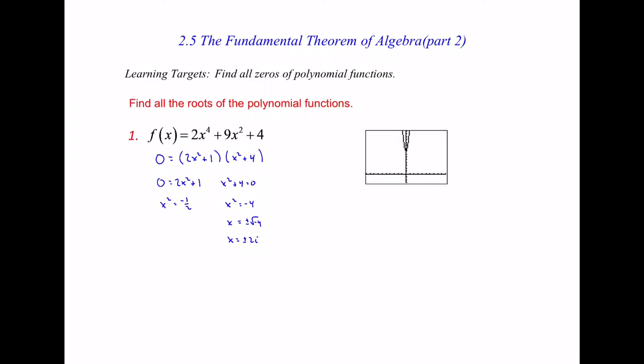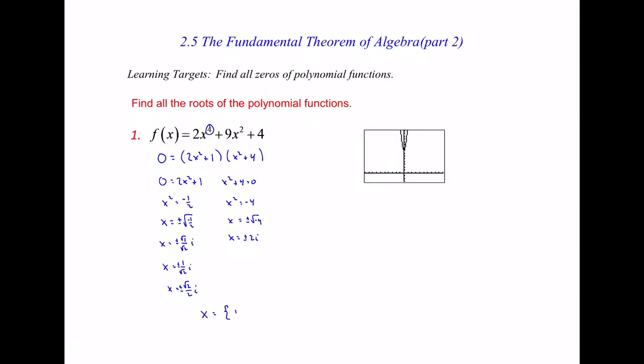And then the same thing is going to happen on x squared equals negative 1/2, so it'd be x equals plus or minus the square root of negative 1 over 2. And so that would equal plus or minus the square root of 1 over the square root of 2, times i. And then if we simplify that just a little bit more, we rationalize the denominator and get x equals plus or minus the square root of 2 over 2, times i. So that gives us a total of 4 roots, which is what we're looking for. So x is equal to plus or minus the square root of 2 over 2 i, and plus or minus 2i.